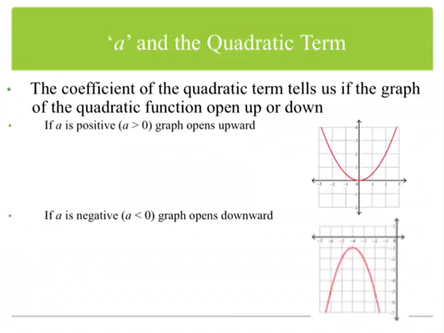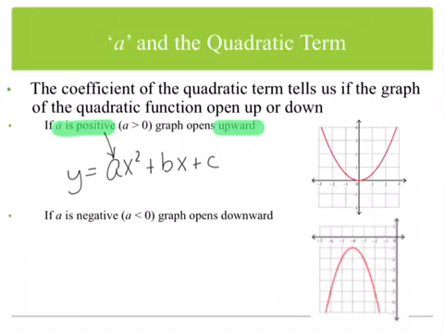By all means, we can graph every quadratic function, but it's a bit easier if we can come up with some general theories. For example, if a is positive, a being the coefficient of the variable squared term, the graph opens upward. If a is negative, the graph opens downward.